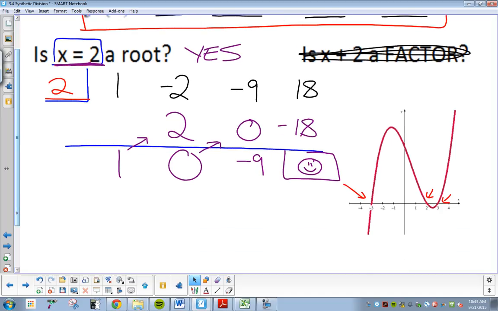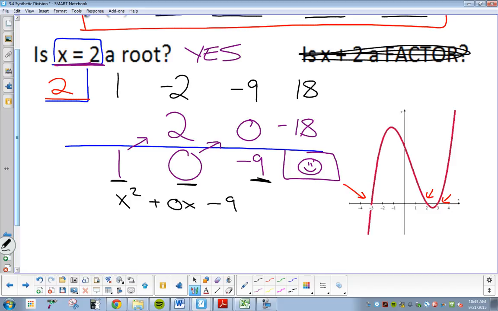These numbers down here are not gibberish. These help me to find the other two answers. It was an x cubed problem. This 1 left over means 1x squared. This 0 means 0x. And that's just a number, negative 9. Or in other words, x squared minus 9. To find the other two answers, all we have to do is solve that thing right there.